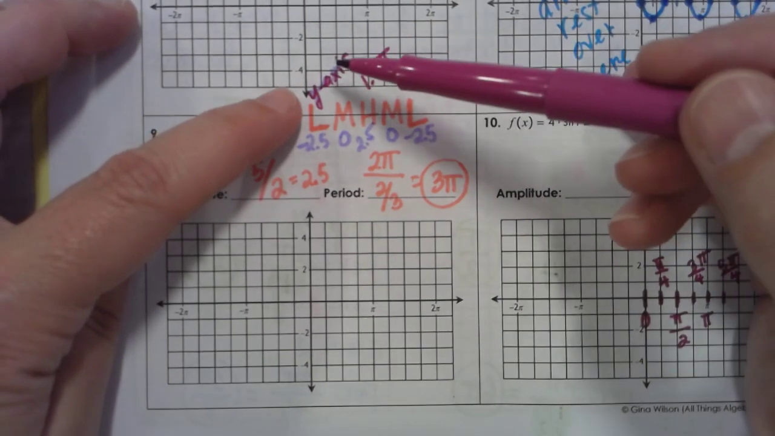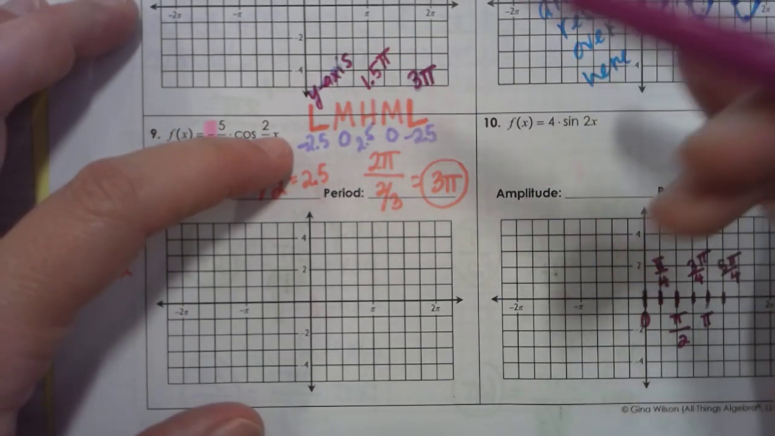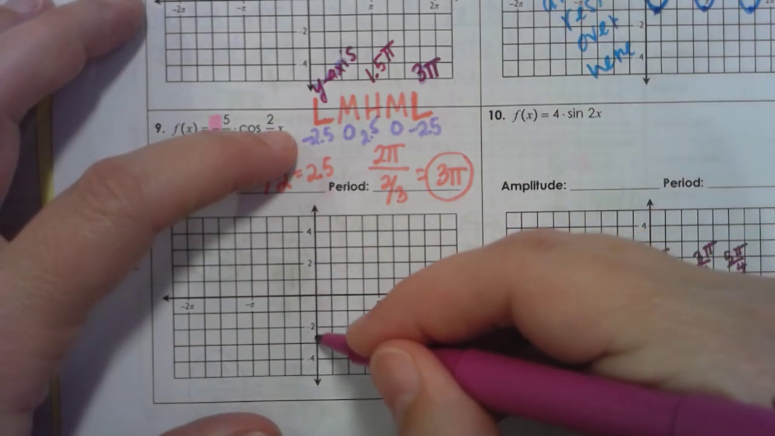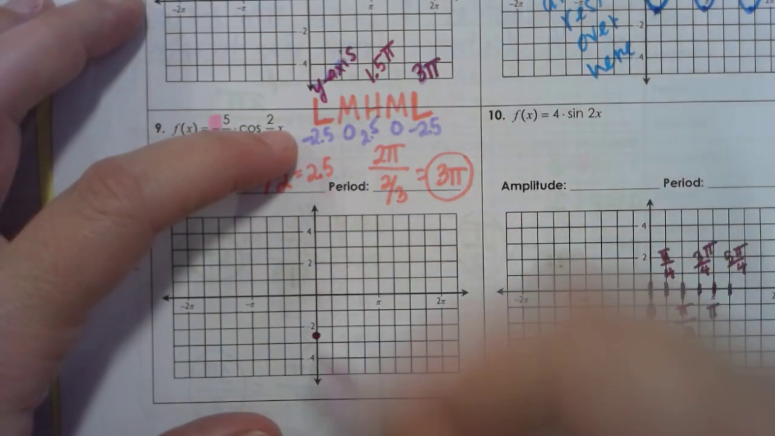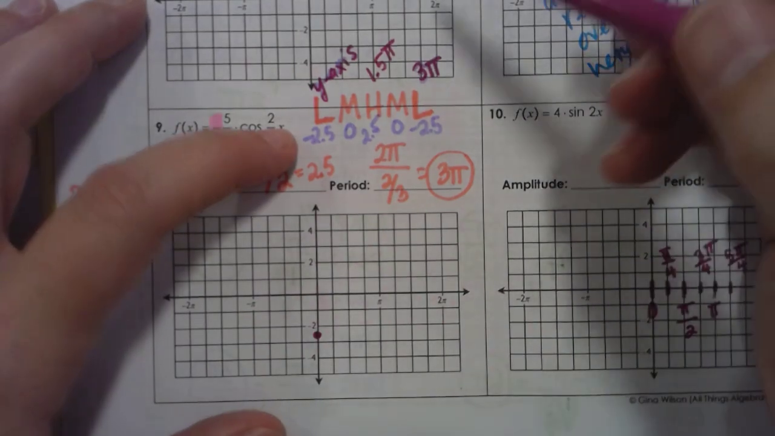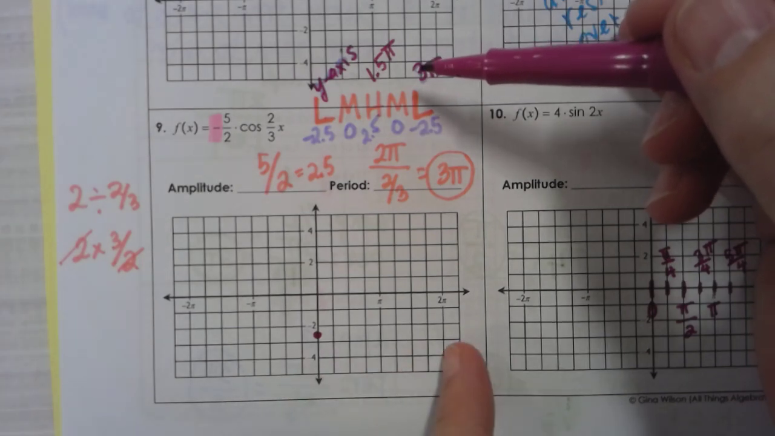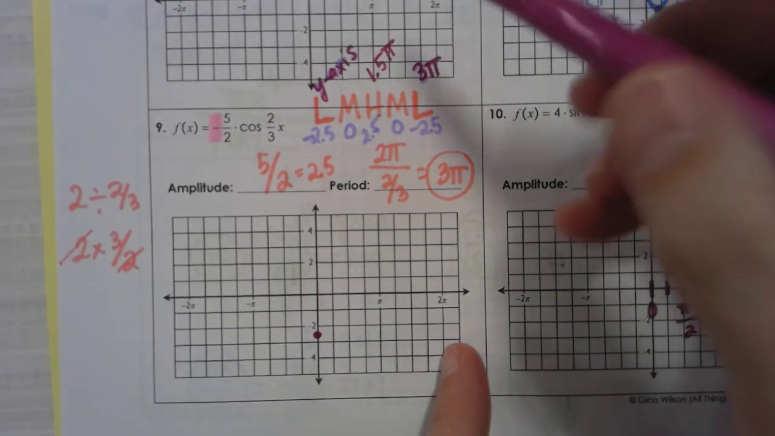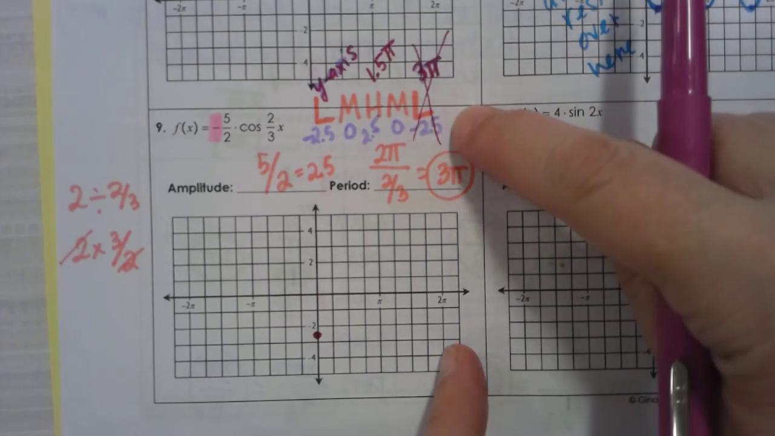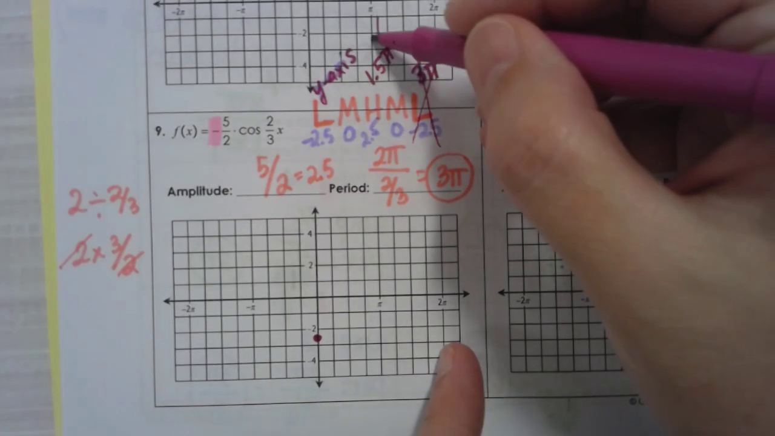Okay, so we're going to start graphing our points. So let's graph the first one. We're going to be on the y-axis, and we're going to go to negative 2.5. And then our last point is at 3 pi, which goes off of our graph, right? So we're not actually going to see this point on our graph. So let's go to the middle next.